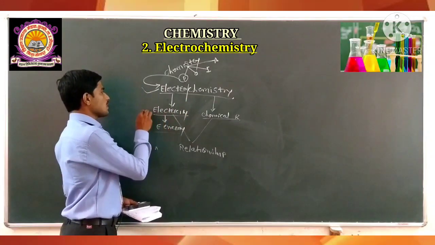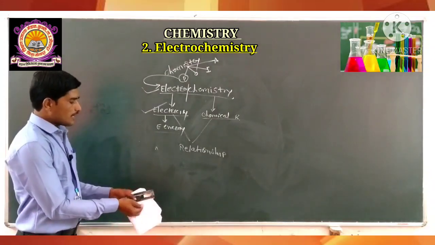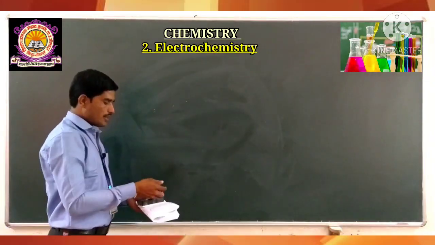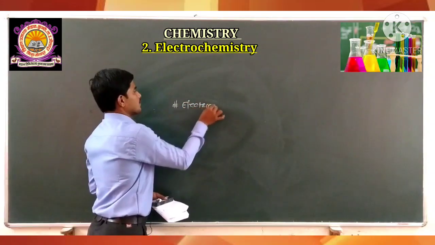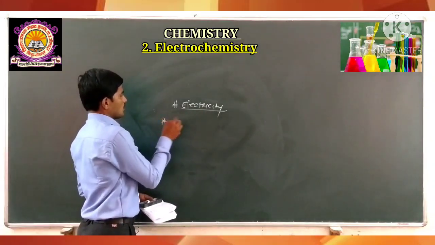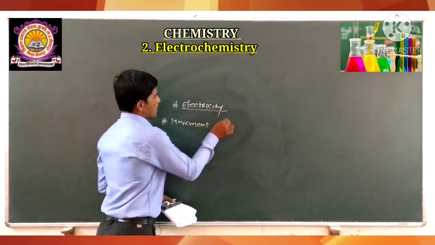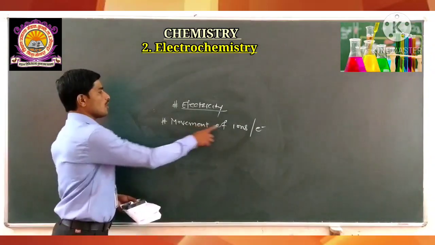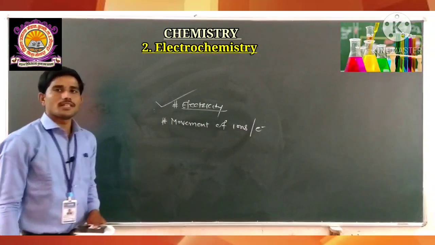Now the question arises: how is electricity generated? When electricity is generated, there will be a movement of electrons. What is meant by electricity? Electricity is generated when the movement of ions or electrons takes place. When the movement of ions or electrons takes place, at that time electrical energy is generated.